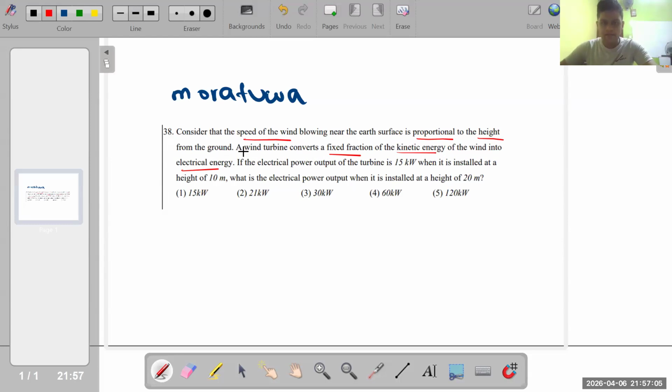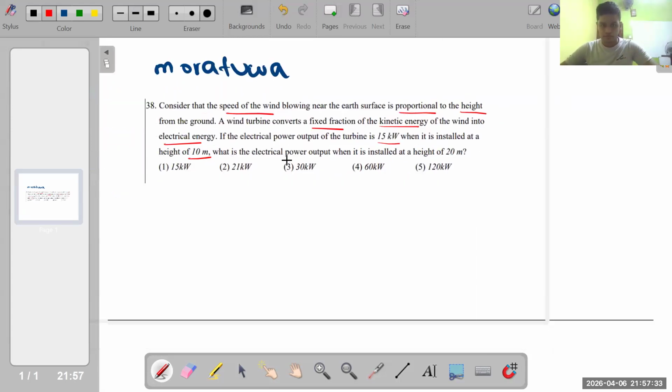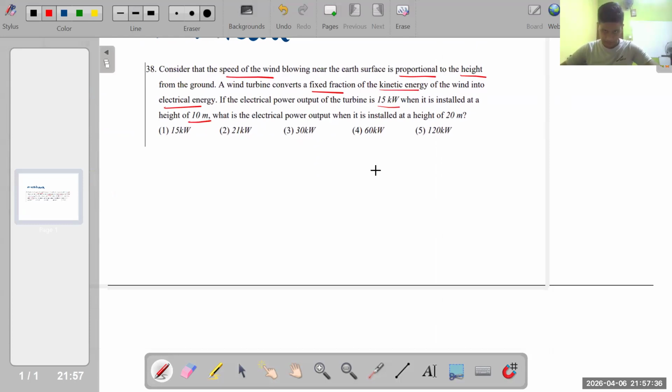It seems okay. If the electrical power output of a turbine is 15 kilowatt when it is installed at a height of 10 meters, the power output that has been produced is 15 kilowatt. What is the electrical power output when it is installed at a height of 20 meters, when the height is doubled? Okay, let's see how to do this question.